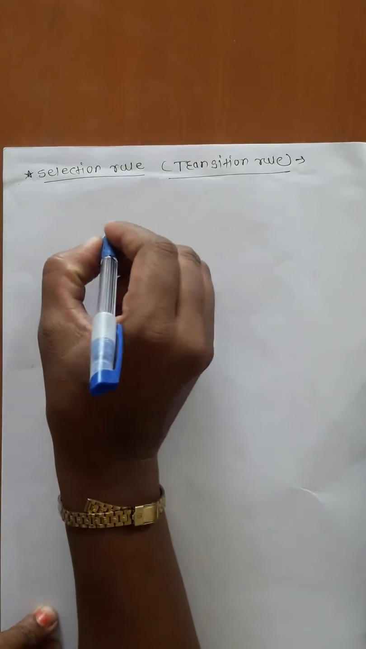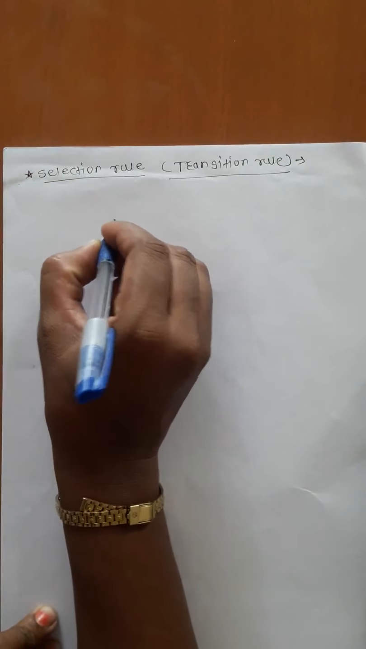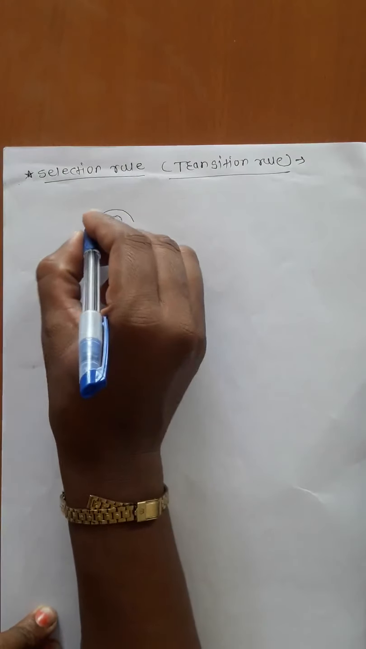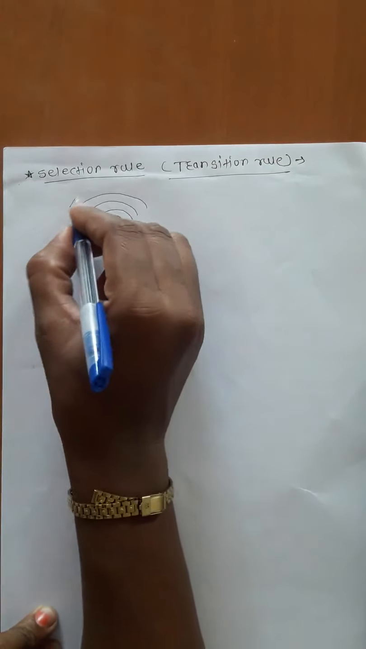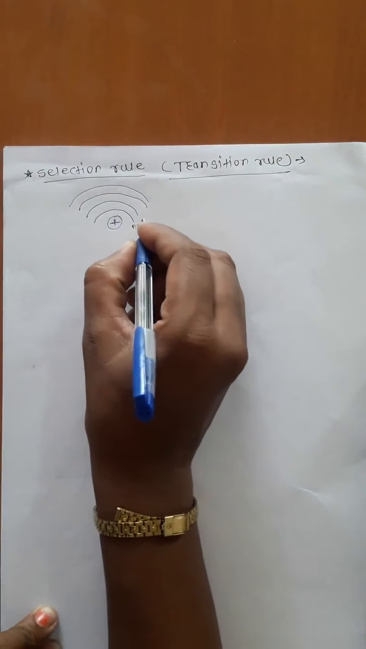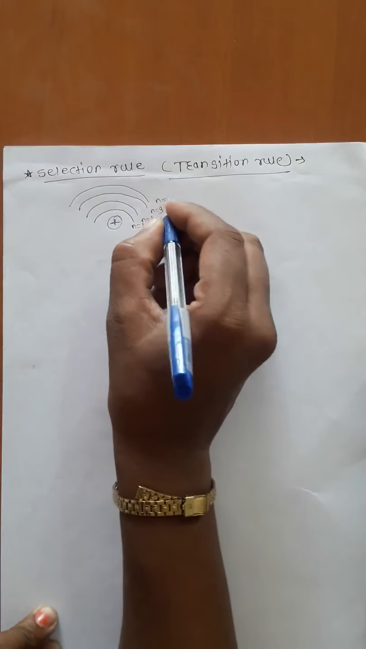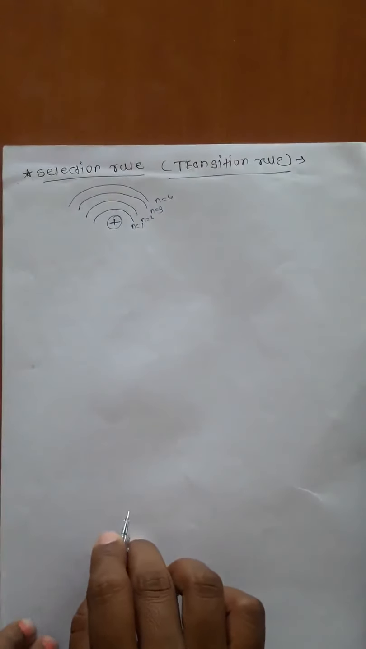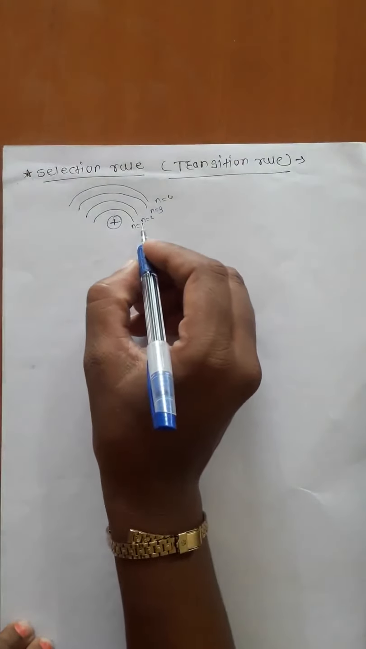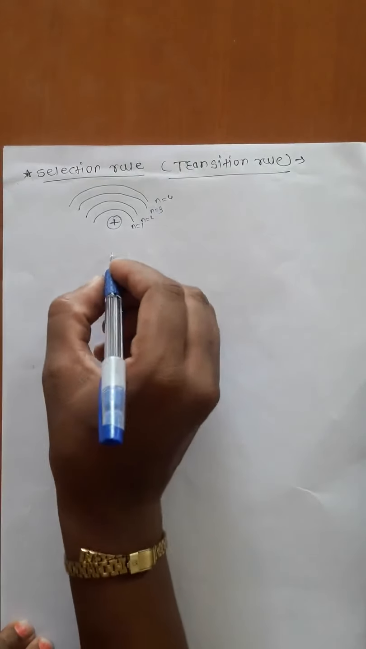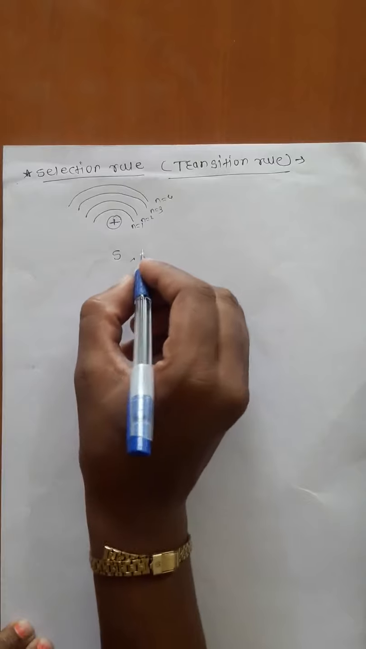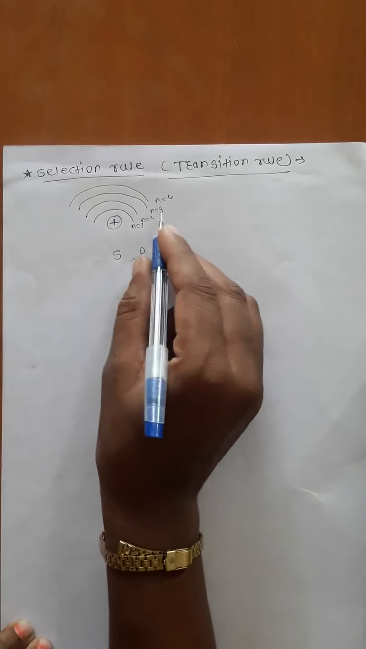You know, this is the electron orbit. N is equal to 1, N is equal to 2, N is equal to 3 and N is equal to 4. According to orbital, N is equal to 1 represents the s orbital, N is equal to 2 represents the p orbital, N is equal to 3 represents the d orbital and N is equal to 4 represents the f orbital.